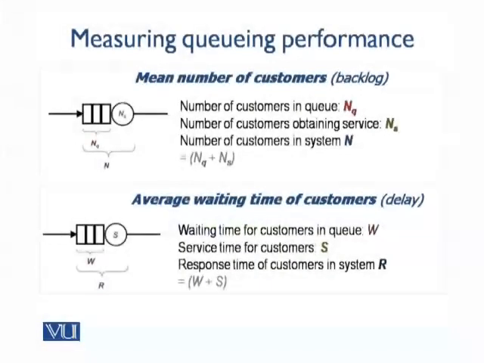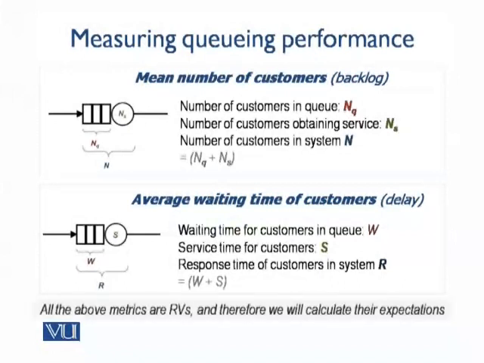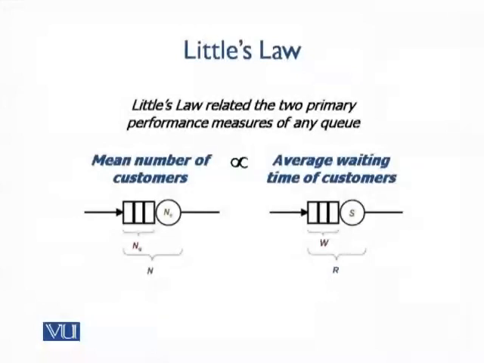So all these measures are important, and I must emphasize that all of these measures are also random variables. And because of that, we would be calculating their expectations. We want to have a relation where we can calculate a few of these, maybe by measurement, and then calculate the rest of them using some mathematical formula. And that is precisely what Little's law does. It relates these two important performance metrics.